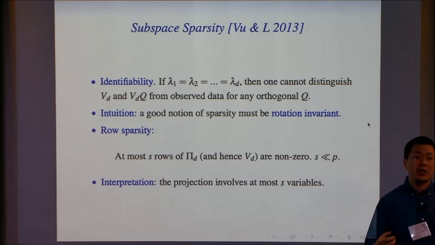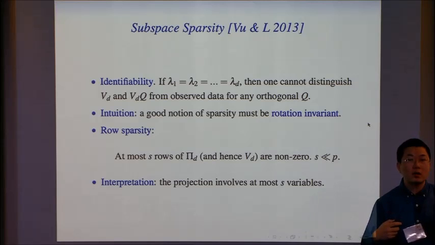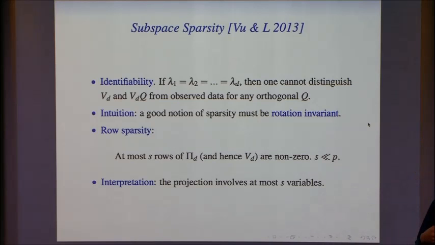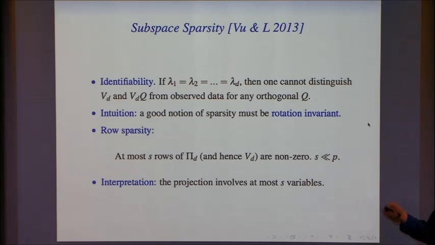So what do you mean by sparsity in the PCA problem, right? Here we want the sparsity notion to be rotation invariant, because there's an identifiability issue of the eigenvectors. If we have eigenvalues with multiplicity higher than 1, then we cannot distinguish the leading eigenvectors up to some rotation.